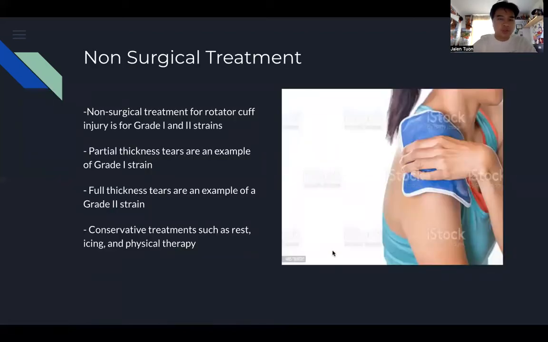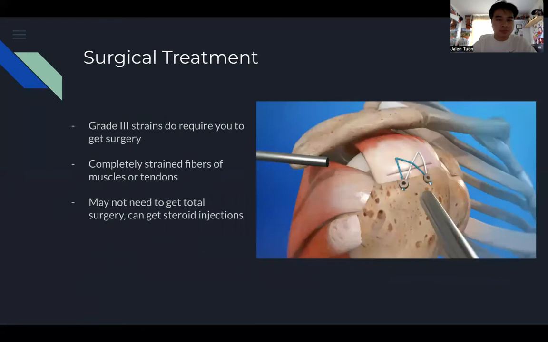So for non-surgical treatment, non-surgical treatments for rotator cuff injury are for grade 1 and grade 2 strains. Partial thickness can be an example of grade 1 and full thickness tears are an example of grade 2. And then again, conservative treatments such as rest, icing, and physical therapy, or even taking medicine orally can be non-surgical treatment. Usually it will take longer for your shoulder to heal due to non-surgical treatment. But regardless, if that's the route that you want to take, it's still a possibility.